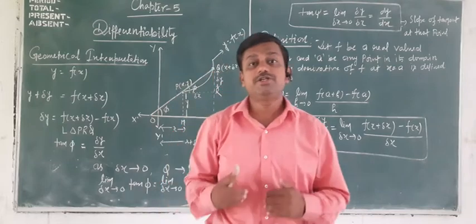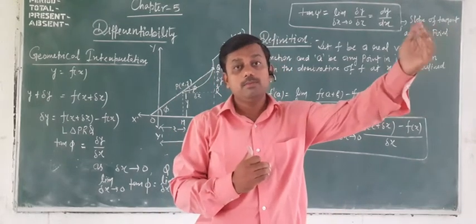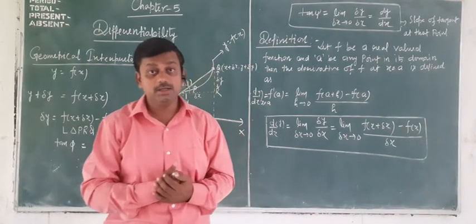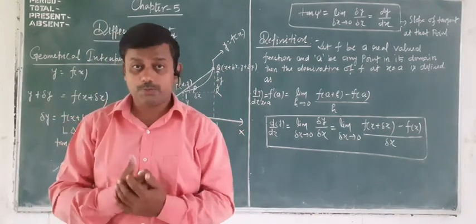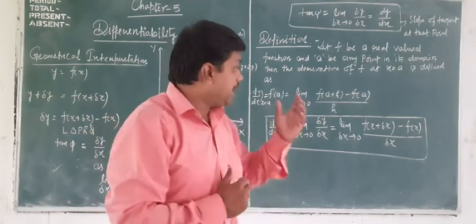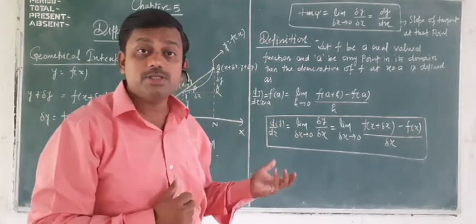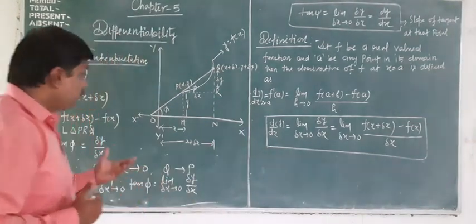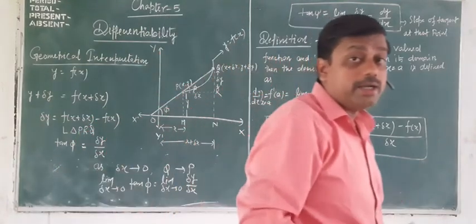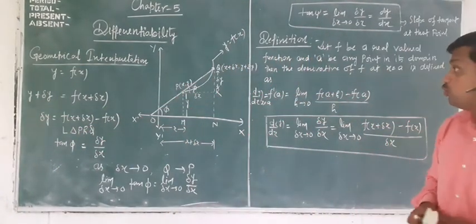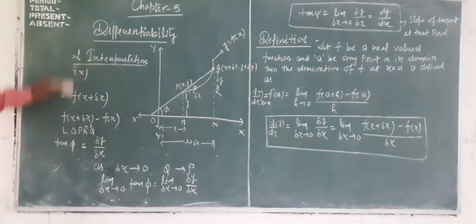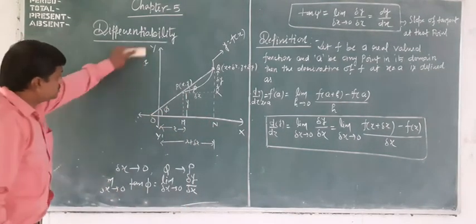Sometimes a function is defined differently for x greater than a and less than a. So how do we check that the function is differentiable at that point? We have to check both the left hand derivative and the right hand derivative of the function. Now how can we check the left and the right hand derivative of the function?